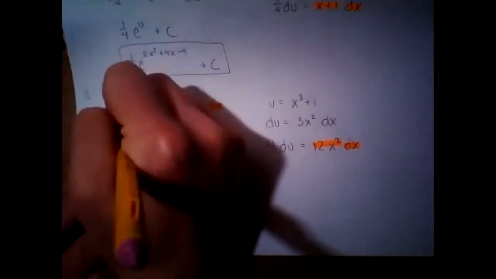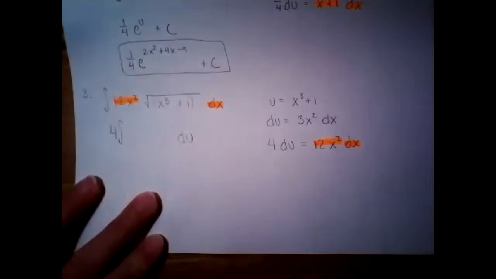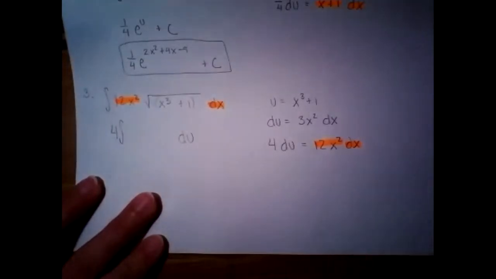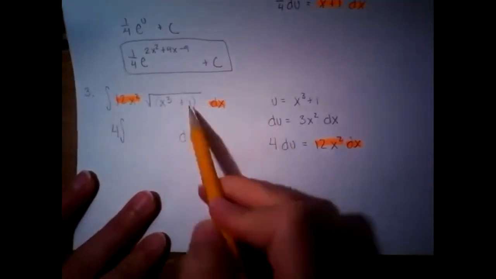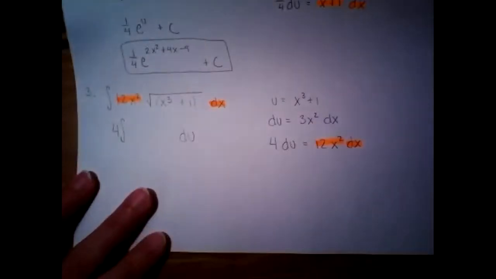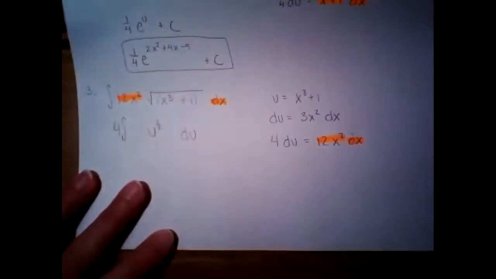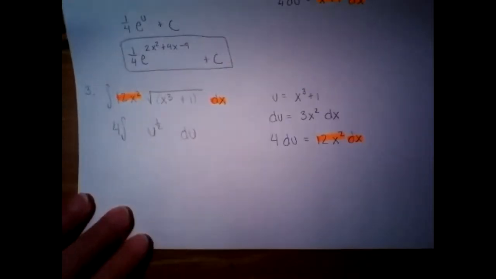in their place, we're going to substitute 4 du. So 4 goes out front, du goes at the end. Whatever you didn't highlight is still there. And u is all this stuff. So we have square root of u. I'm going to write that as u to the 1/2. That is square root of u. So u to the 1/2.